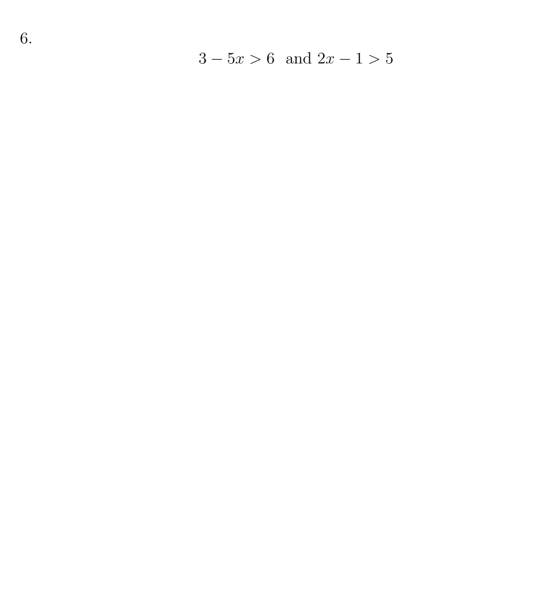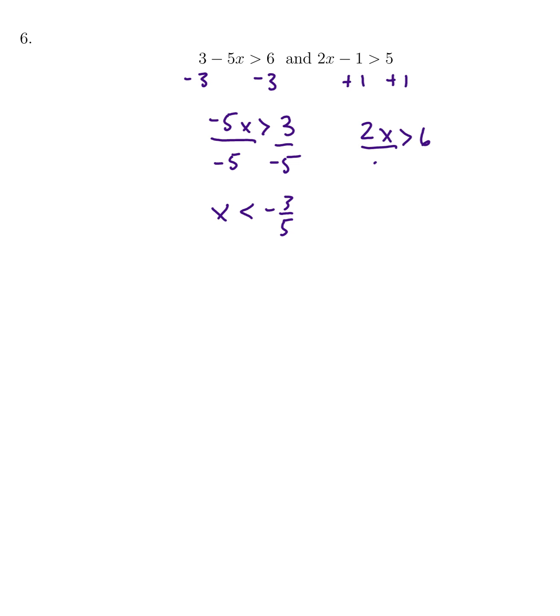This AND inequality is also split up. When we solve this one, we'll subtract 3 from both sides, giving us -5x is greater than 3. Again, we're dividing by a negative here, which gives us x is less than -3/5. Here, we'll add 1 to both sides, divide by 2, and we get x is greater than 3. So our two inequalities are x is less than -3/5 and x is greater than 3.